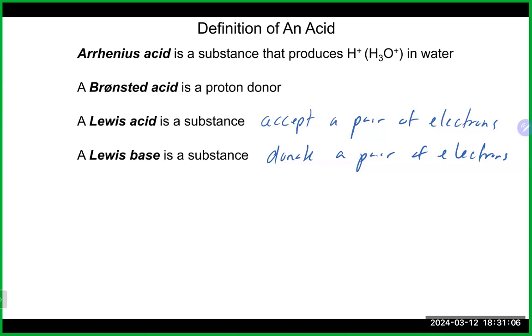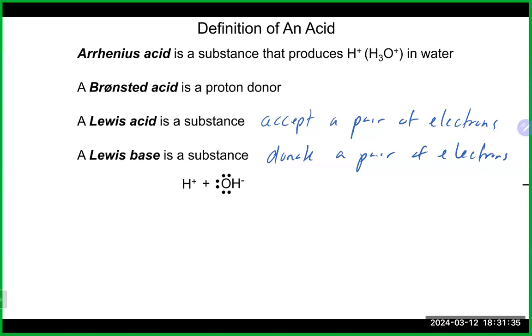Things that are good Lewis bases are things that have electrons to give, which typically means they are polar and have some non-bonding electrons, like water. Water's a very good Lewis base. Ammonia, NH3, is also a really good Lewis base. And things that have a negative charge, right? In order to get a negative charge, you have to gain electrons, which means you have extra electrons to give. So things that are negatively charged are really good Lewis bases.